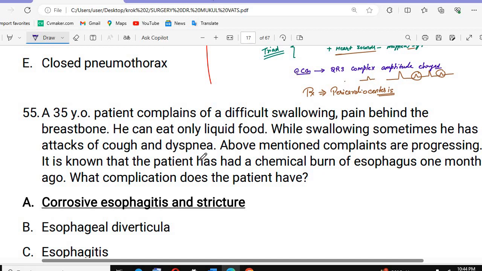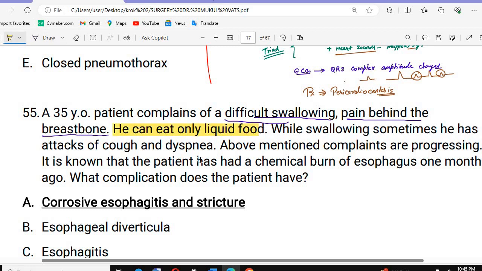Then a 35-year-old patient complained of difficulty in swallowing. One swallowing condition we discussed was achalasia cardia, and the other was esophageal cancer. Now we see difficulty swallowing and there is a pain behind the breastbone. Okay, he can eat only liquid foods.